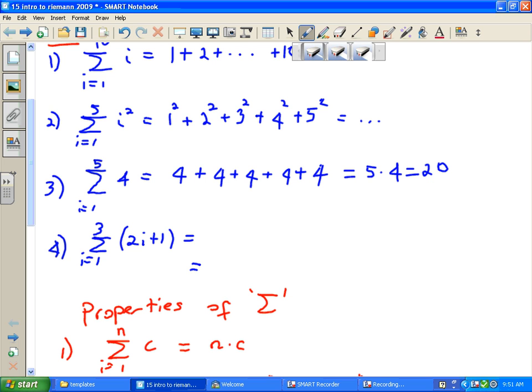OK, what about something like this? Summation i from 1 to 3 of 2i plus 1. How could we expand that one out? What would be my first term? So I start by plugging in i equals 1. So that's like 2 times 1 plus 1, right? OK, then what happens if i is 2?